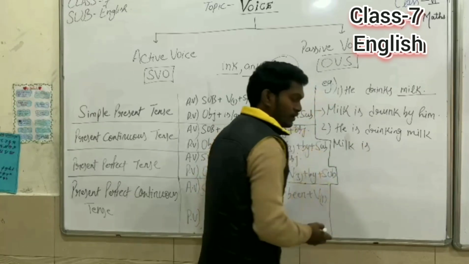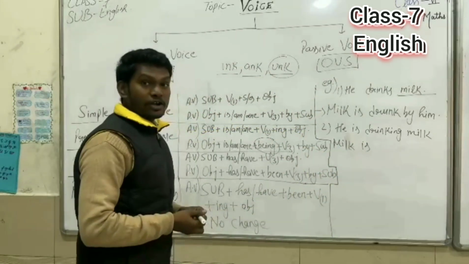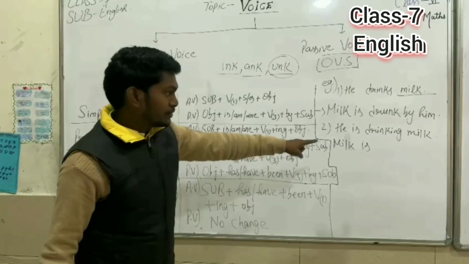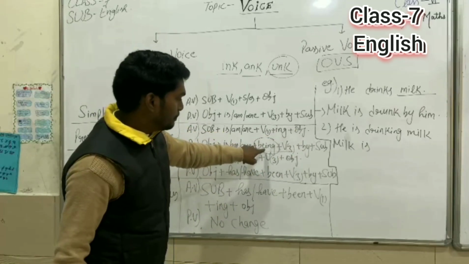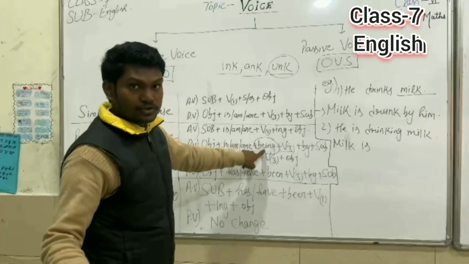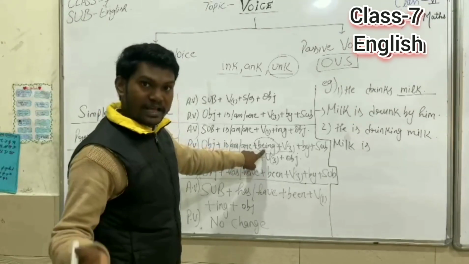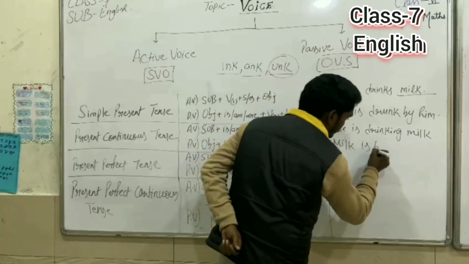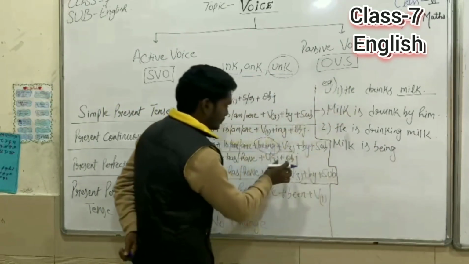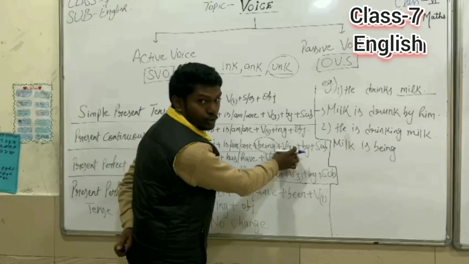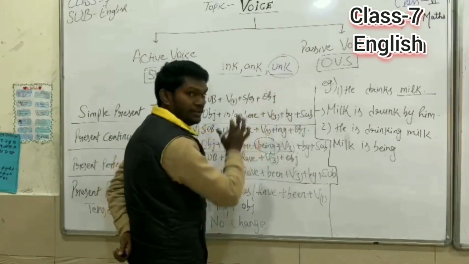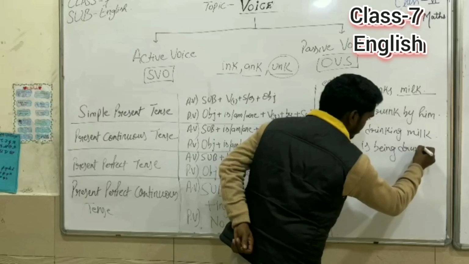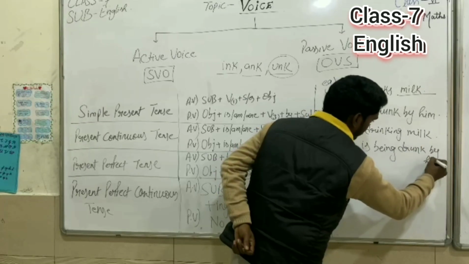is. Now the very utmost important thing which I have told you to write down after is, this is being, B-E-I-N-G, because the tense does not change. Tense remains the same. So milk is being. Third form of the verb, as I have told you earlier, it is D-R-U-N-K, drunk. Milk is being drunk by him.